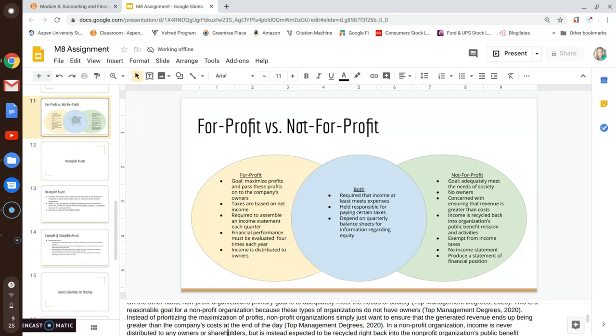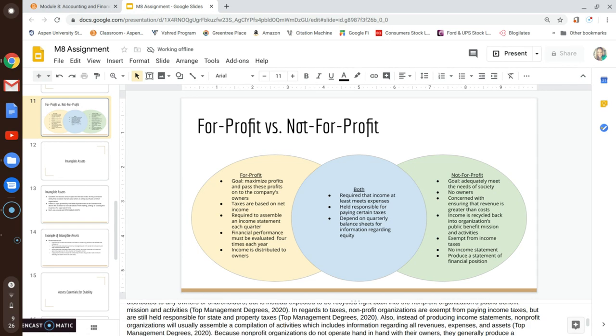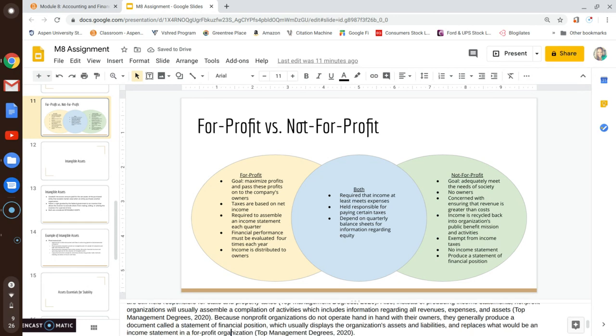In a nonprofit organization, income is never distributed to any owners or shareholders, but is instead expected to be recycled right back into the nonprofit organization's public benefit mission and activities. In regards to taxes, nonprofit organizations are exempt from paying income taxes, but are still held responsible for state and property taxes. Also, instead of producing income statements, nonprofit organizations will usually assemble a compilation of activities, which includes information regarding all revenues, expenses, and assets.